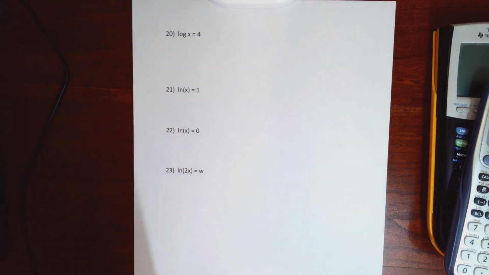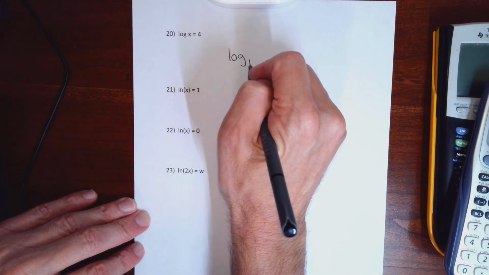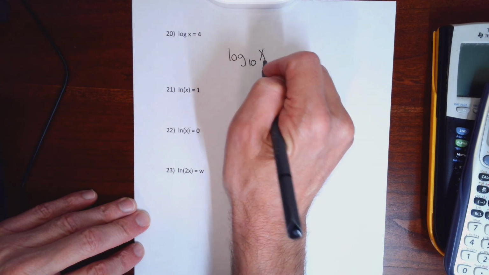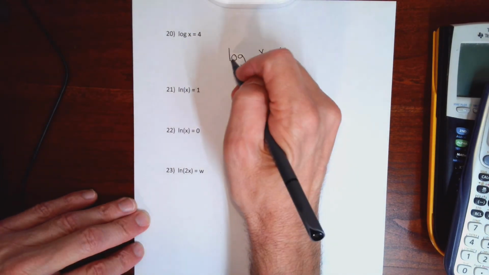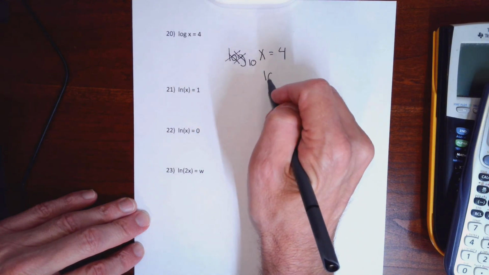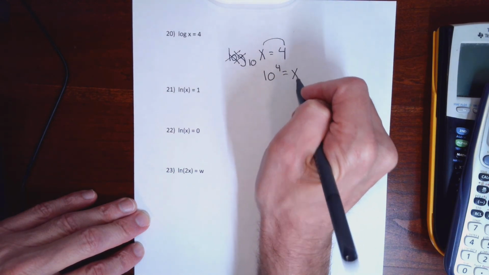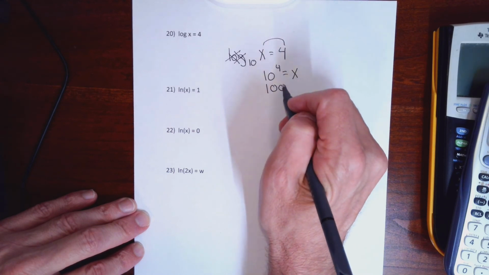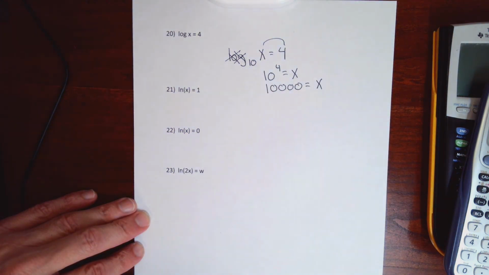In the next few problems, I'm not seeing the base, so there's a base that's assumed. In problem 20, since the word log is written and there's no base, the base is assumed to be 10. The logarithmic form of this is log base 10 of x equal to 4. To write it as an exponent, I cross out the log, the 10 stays low, I switch the 4 and the x, and I get 10 to the 4th equals x. It wouldn't be wrong to write 10,000 equals x because that's what 10 to the 4th is.